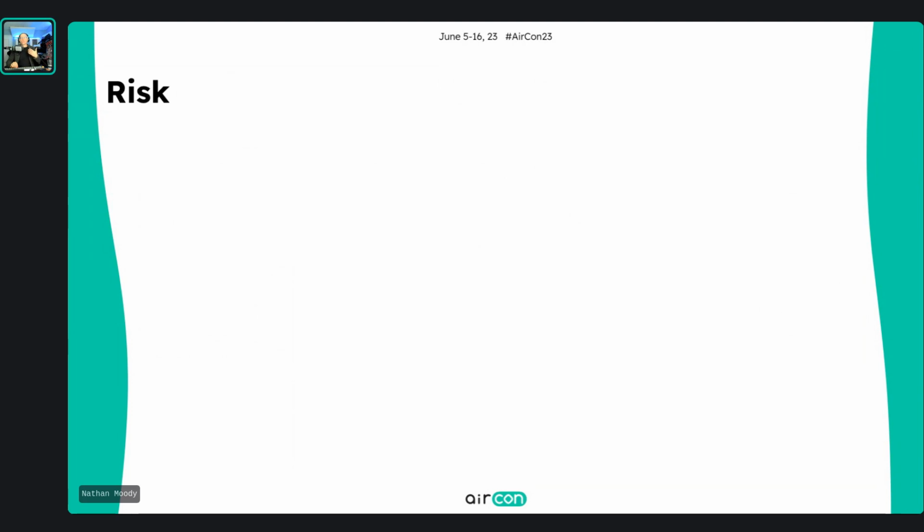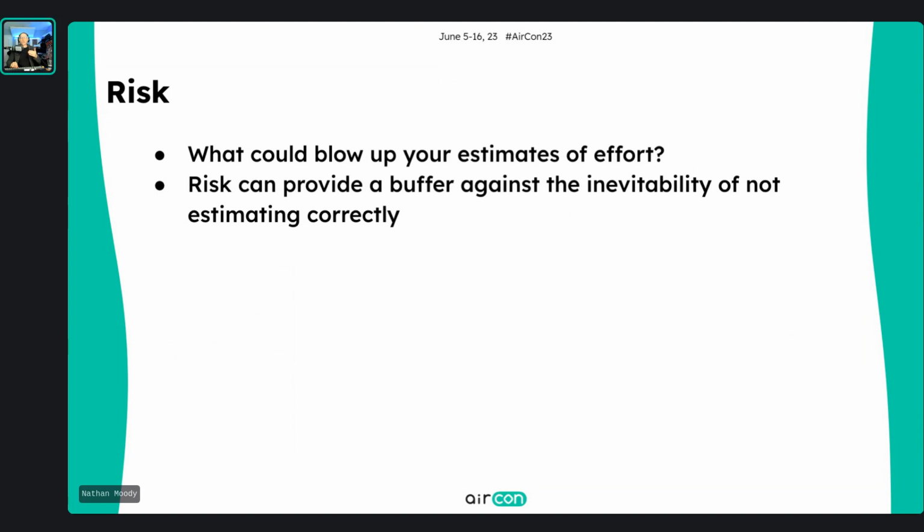So let's get into risk for a little bit. We'll talk about how this breaks down. Risk elements should be a list of what could blow up your estimates of effort. It can provide a buffer against the inevitability of not estimating correctly, because sometimes we get it more right, sometimes we get it less right, but none of us ever will be perfect with estimates. And it's important to remember that, and risk is a way to recoup some potential oversights on our part. But it's important to think of risk not as just, we're going to pad the estimates to make more money. That's not what this is about at all.